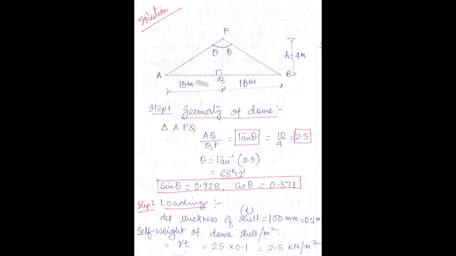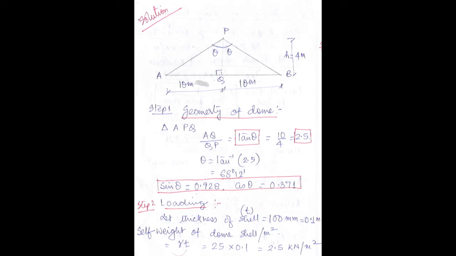Now find out the value of sin theta and cos theta and write it like this, because at a later stage we need these values directly. At that time, every time we don't have to calculate the value of sin theta and cos theta. So sin theta, that is sin 68 degree 12 minute, is equal to 0.928 and cos theta is equal to 0.371. So our step number 1 is done.